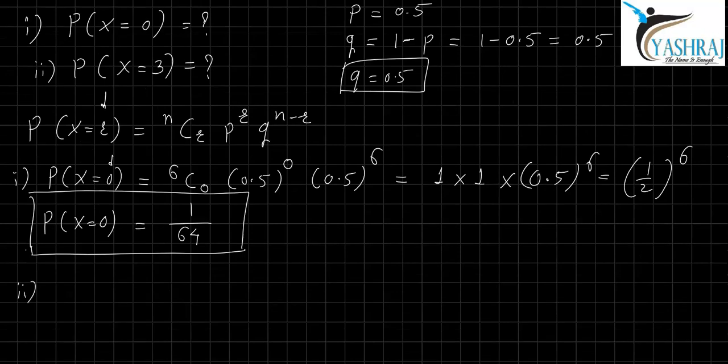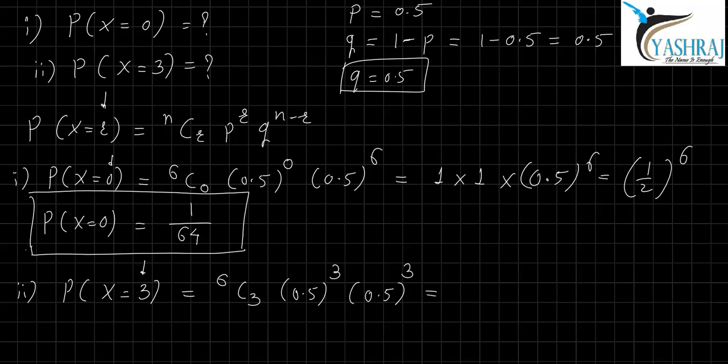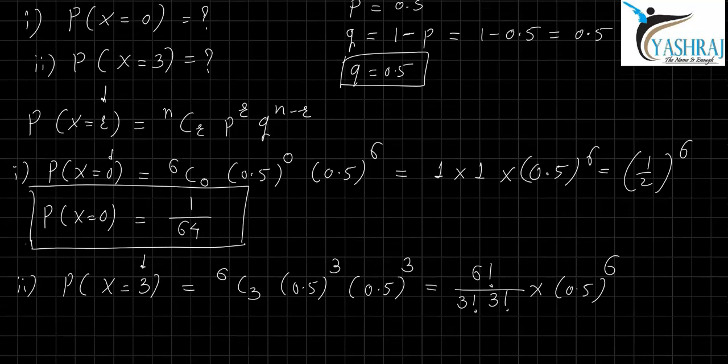Now the probability of getting exactly half, meaning 3. Now the r value becomes 3. So we get 6C3 into 0.5 to the power r, which is 3, and the q value is 0.5, with n minus r meaning 6 minus 3, which is 3 again. 6C3 is 6 factorial divided by 6 minus 3, that is 3 factorial, into 3 factorial, into 0.5 to the power 3 plus 3, which becomes 6.